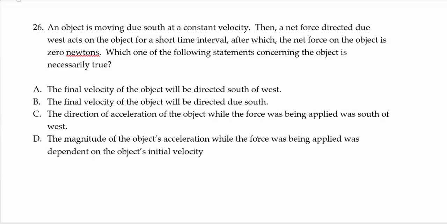26. An object is moving due south with a constant velocity, then a net force directed due west acts on the object for a short period of time, after which the net force is 0 newtons. Which of the following is correct? The final velocity of the object will be directed due south. Remember, in accordance with Newton's second law, the direction of acceleration will always be in the same direction as what? The velocity. Now, if an object is moving due south and a force acts due north, what happens is that it changes the direction of motion. It doesn't change the magnitude. It only changes the direction. So what would be the answer here? The final velocity of the object will be directed due south of west.